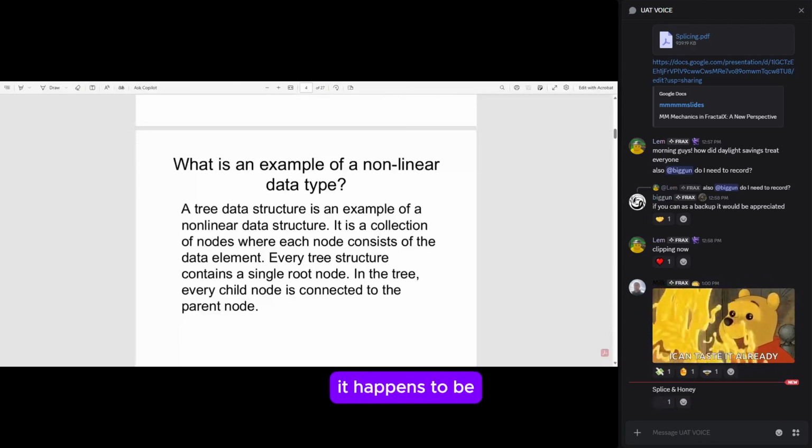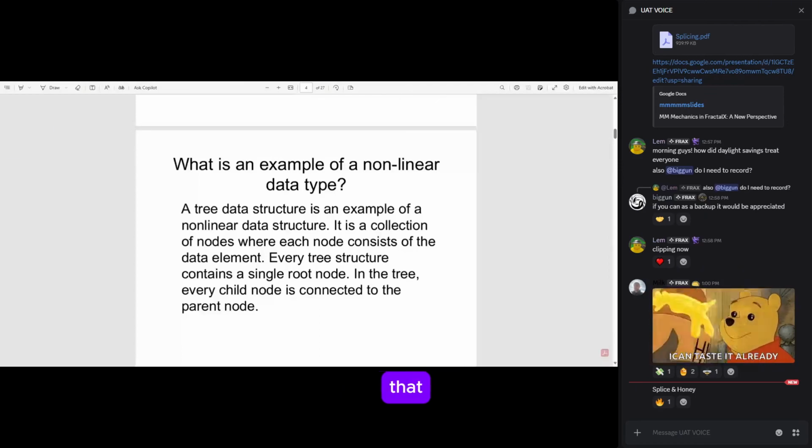And here it happens to be price and time. For image processing, it'd be something different, but here it's price and time. So it becomes a tree structure with leaves, child nodes that are connected to the parent, which is what we start seeing in a splice graph.